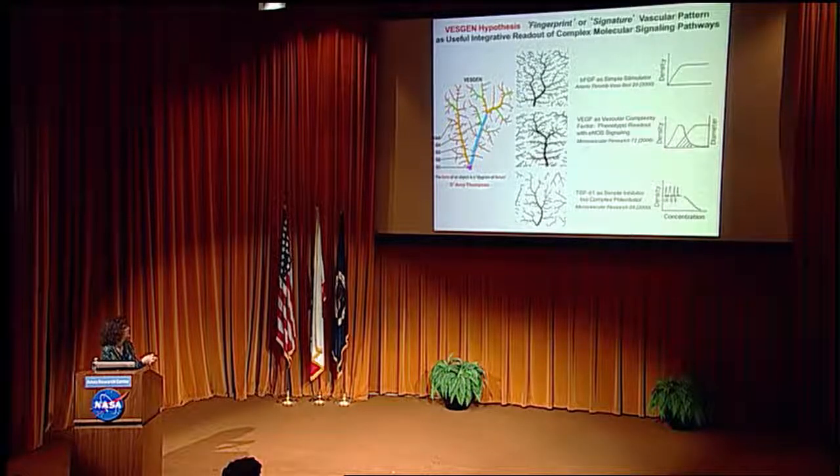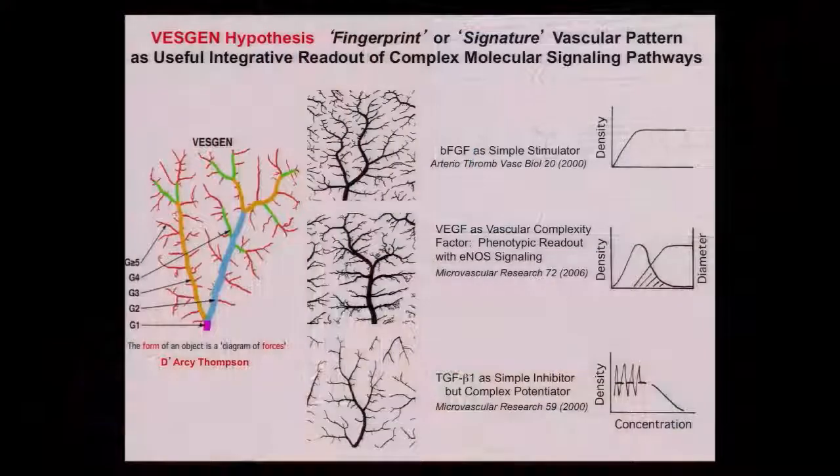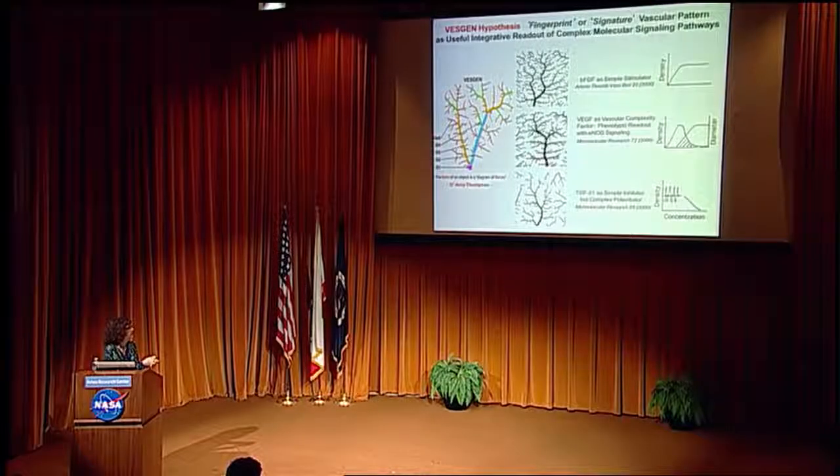VEGF, as a vascular complexity factor, did display these overlapping patterns of response. So at low concentration, the new small vessels did increase as a physiological angiogenesis phenomenon. At higher concentrations, there was a phenotypic switch to a pathological, non-angiogenic phenotype in association with increased eNOS signaling, in which there is increased vessel diameter and leakage.